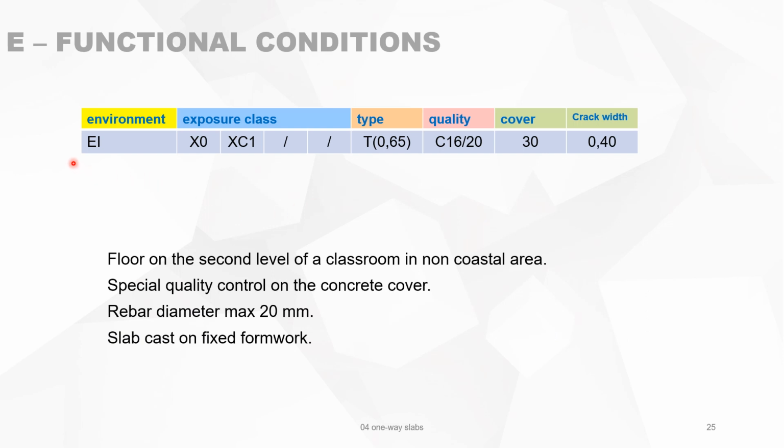And then we can put this in our concrete specification. It's EI, the environmental class. Exposure class is XC1. The type of concrete is T0.65. Concrete quality is C16/20. Cover is 30. And we know that for the environment EI, the maximum crack width is 0.4 millimeters. In all other cases, it's 0.3 millimeters.